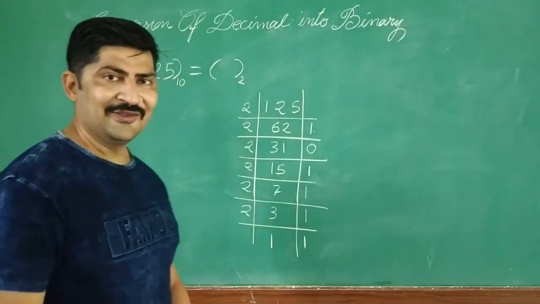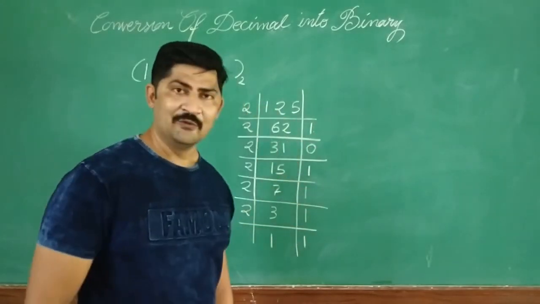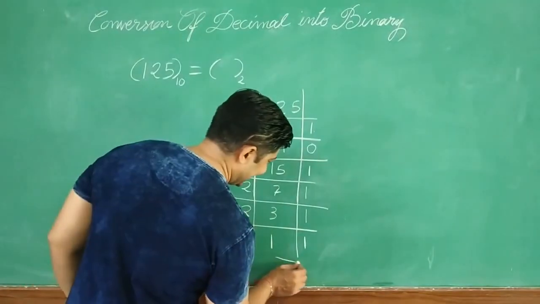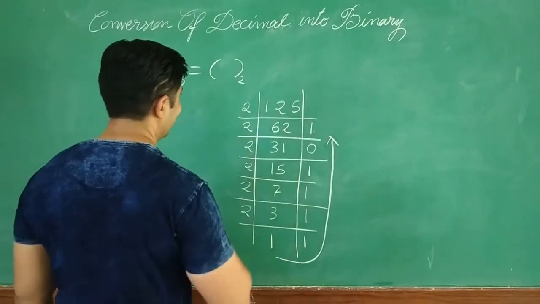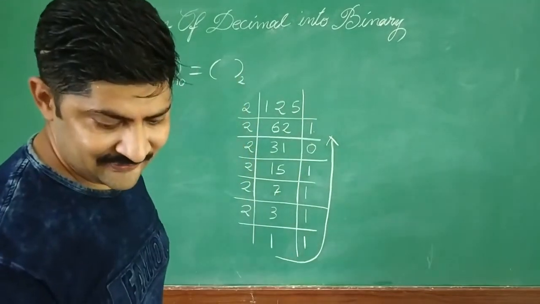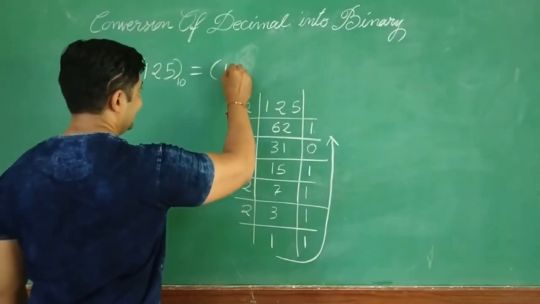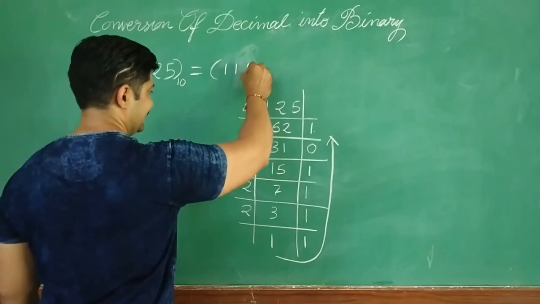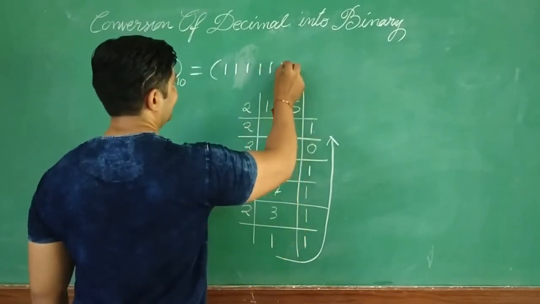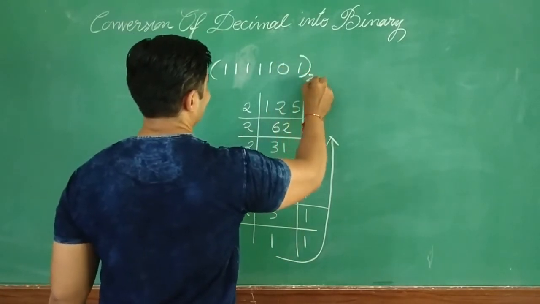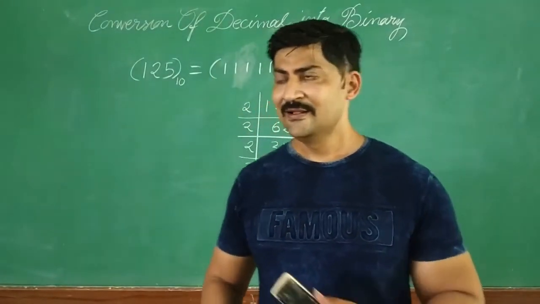Now, how do we find the answer, whether it is written one way or the reverse? You have to consider it this way: the first remainder comes last, and the last remainder comes first. So here the answer is 1, 1, 1, 1, 1, 0 and 1. This is the simple method to find it.